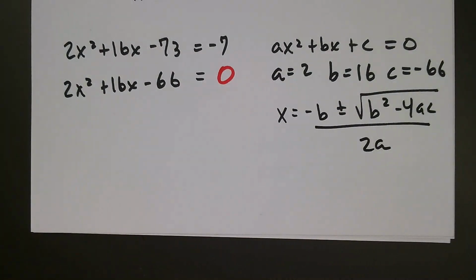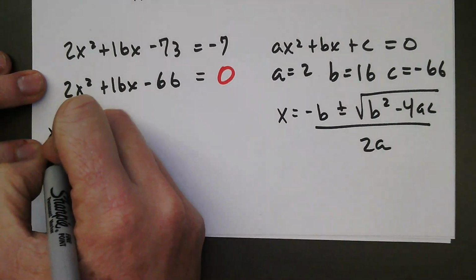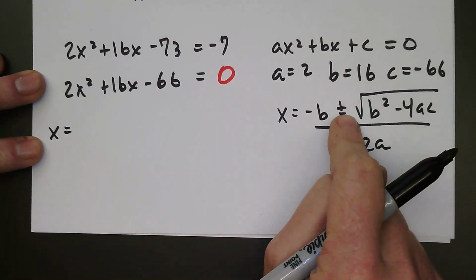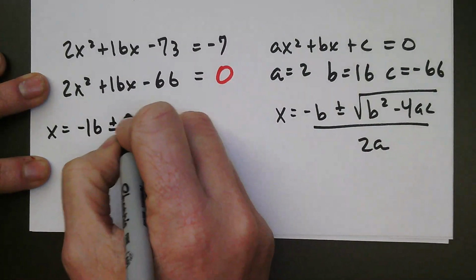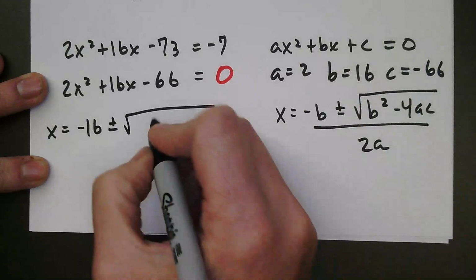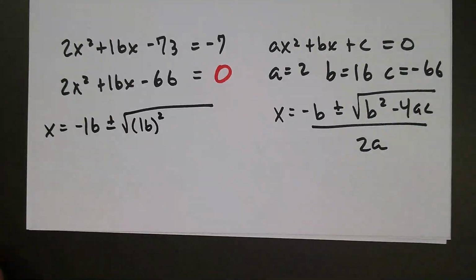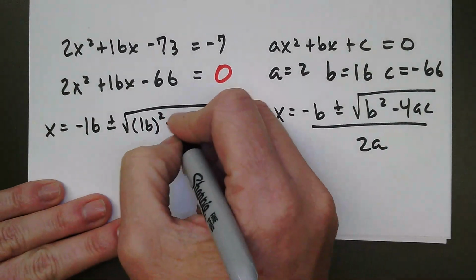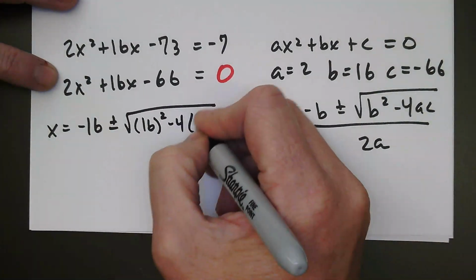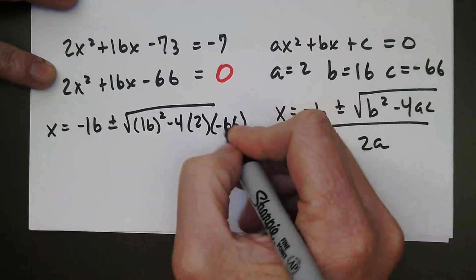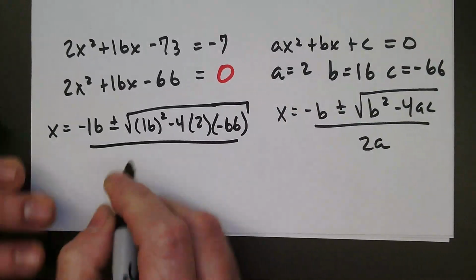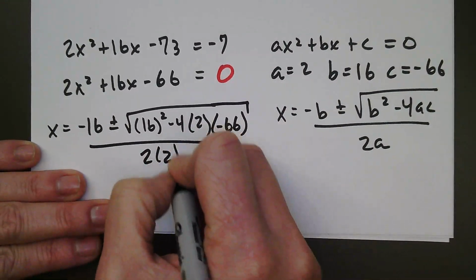You can't not sing it. Then we're just going to plug the numbers in where they go. So I've got x equals, okay, it's the opposite of b. B was supposed to be 16. So it'll be minus 16 plus or minus square root. Okay, b squared, b is 16, so 16 squared, minus 4 times a, which is 2, right? A is 2, times c, which is negative 66, all over 2a, all over 2 times 2.